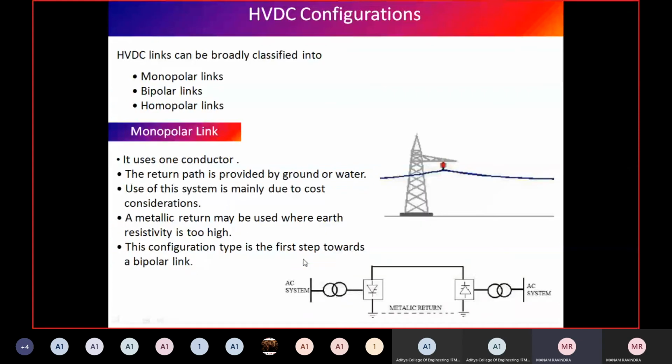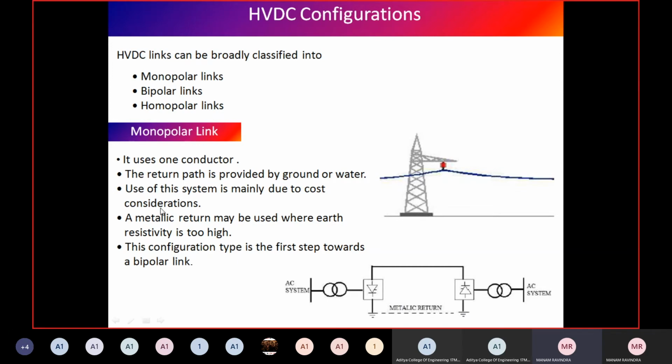Next, coming to HVDC configuration. HVDC links can be broadly classified into monopolar links, bipolar links, and homopolar links. Monopolar link means only one conductor is there. You can observe from the diagram, only one conductor is there, and it has a return path. This is one conductor and it has a return path, a metallic return path. It may be water also.